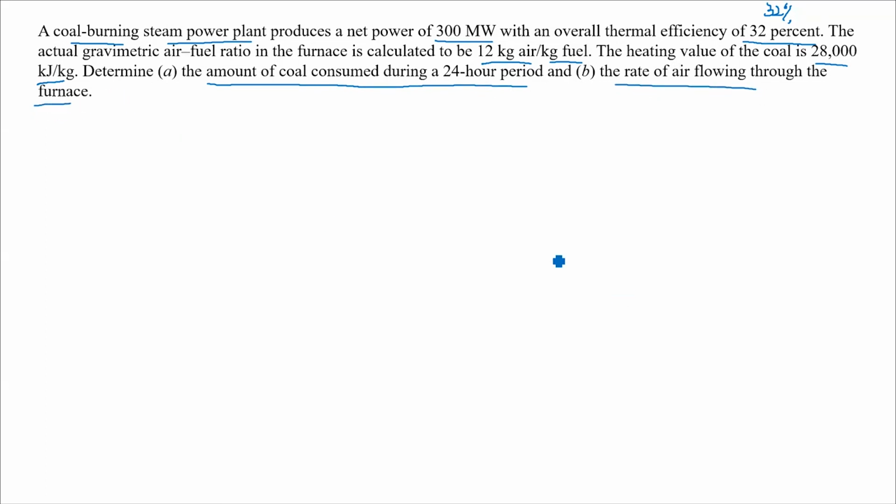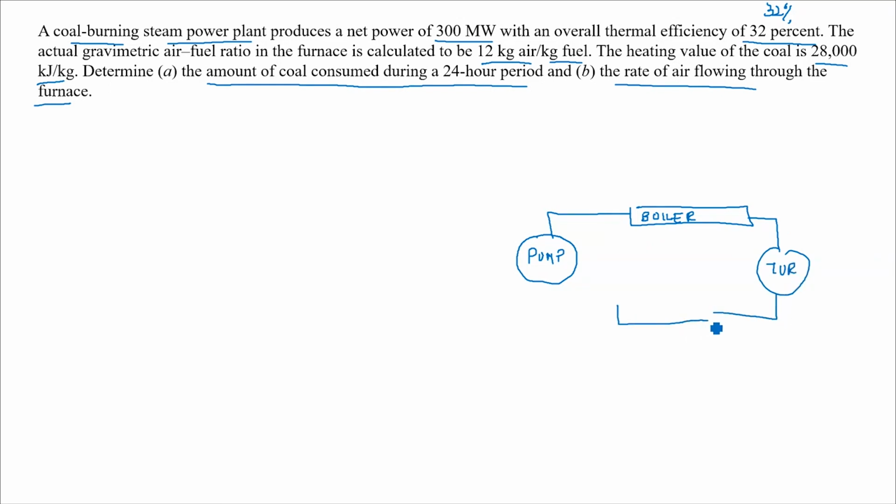You have to determine the amount of coal consumed during a 24-hour period and the rate of air flowing through the furnace. I'll quickly draw the schematic for you so that you have an understanding of what is happening. This is again a steam power plant. You have a pump, a boiler, then you have a turbine, and then you have a condenser.